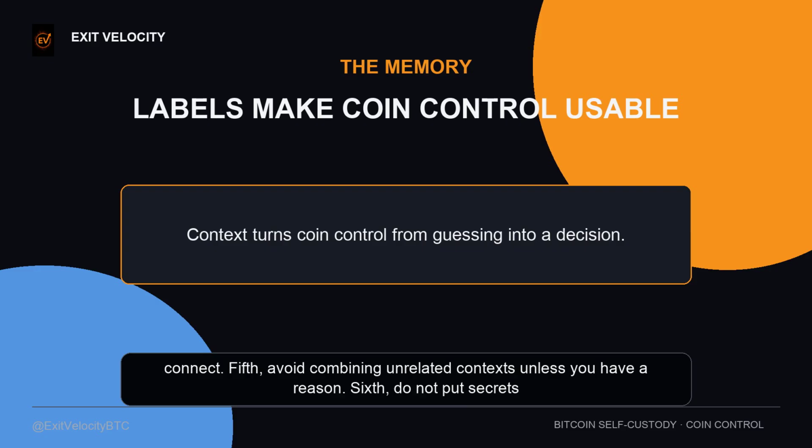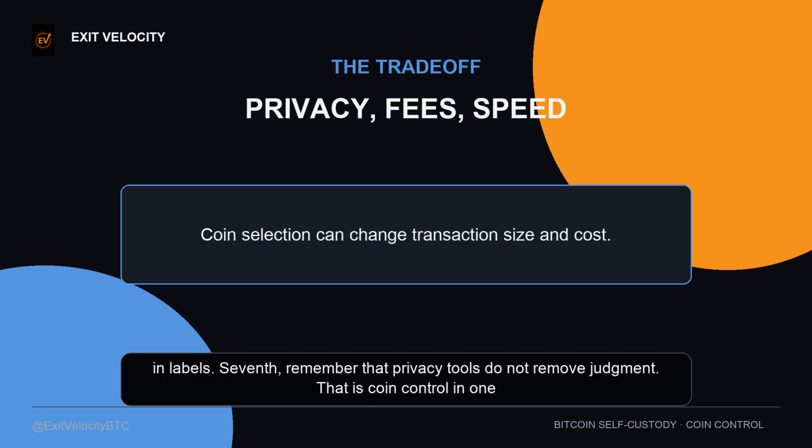So here is the simple checklist. First, label coins when the memory is fresh. Second, separate obvious contexts: personal, business, exchange, donation, cold storage. Third, before spending, look at which coins the wallet wants to use. Fourth, ask what those inputs would connect. Fifth, avoid combining unrelated contexts unless you have a reason.